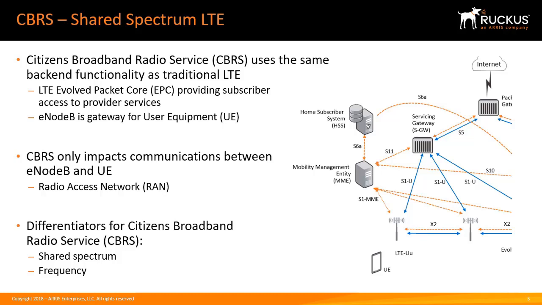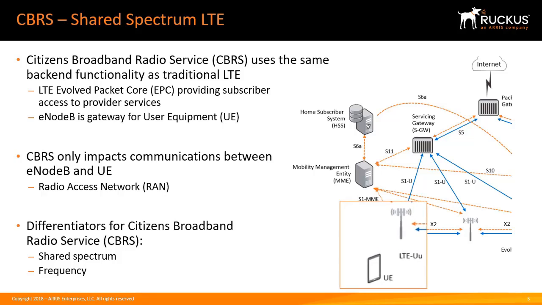In most ways, it is identical to traditional LTE. It uses the same back-end technology that drives traditional 4G LTE. The Evolved Packet Core, EPC, is used to provide subscriber access to a mobile network provider's services. This includes the Mobility Management Entity, MME, serving gateways, packet gateways, and the rest of the components of an EPC.